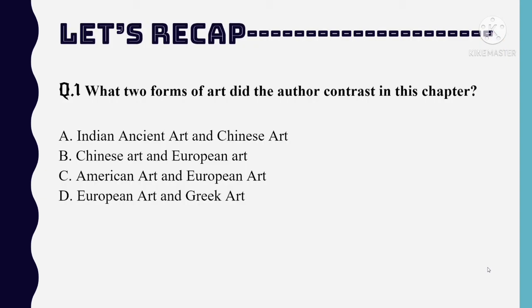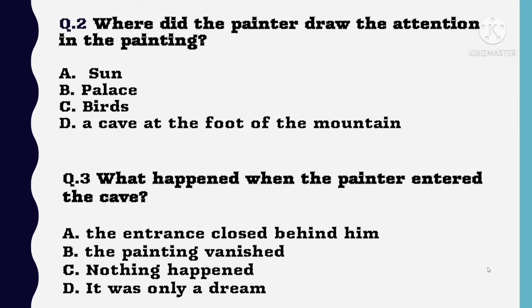Let's recap. What are the two forms of art the author contrasted in this chapter? The whole chapter is based on two types of art forms. What are they? Yes, you are correct. Chinese art and the European art. The next question.